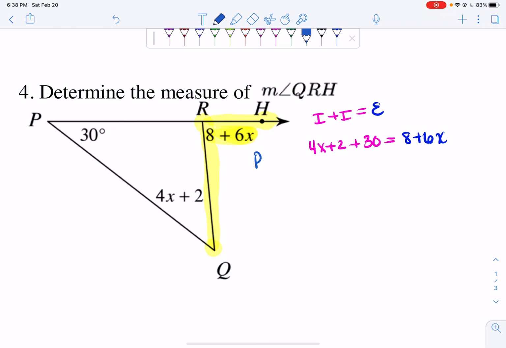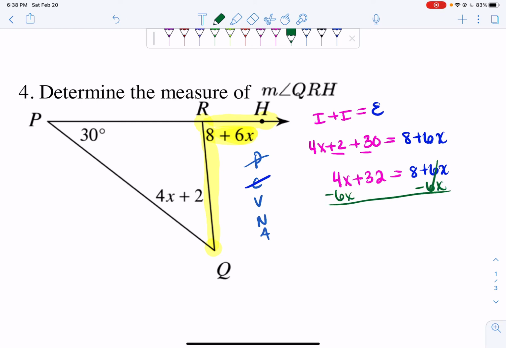So I do some PCVNA action. No parentheses. I can combine. 2 and 30 gives me a 32. So I have 4x plus 32 equals 8 plus 6x. Are all my variables on one side? They aren't, so I'm going to subtract a 6x from both sides of my equation. I get negative 2x plus 32 equals 8.